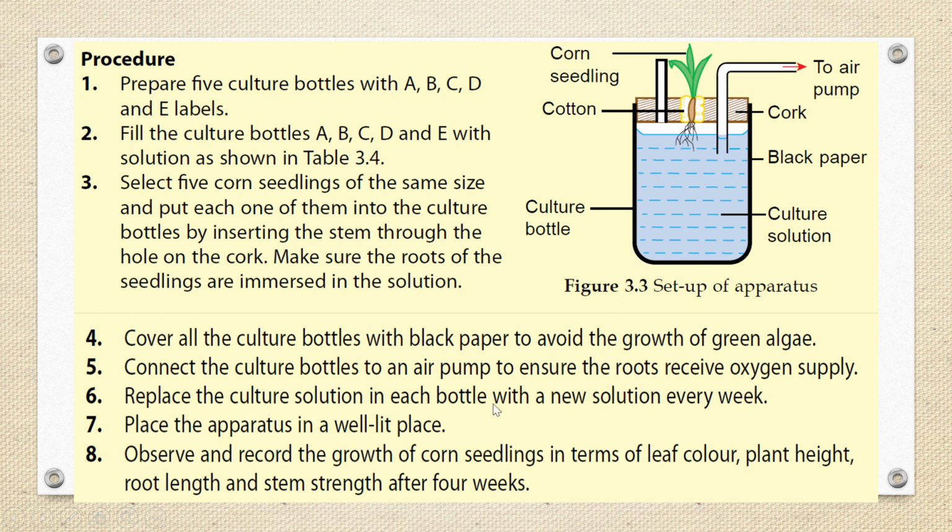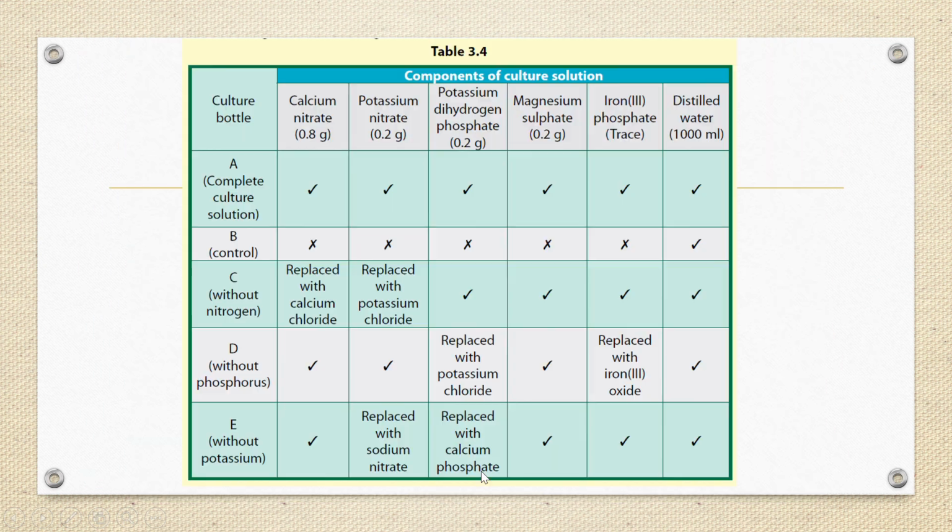with all these nutrients. And this is the technique where you have to observe and record the growth of the seedlings. These are the aspects: the color, the plant height, the root length, as well as the stem strength after 4 weeks, which is about 1 month. Okay, so the table over here, with the respective components just now.